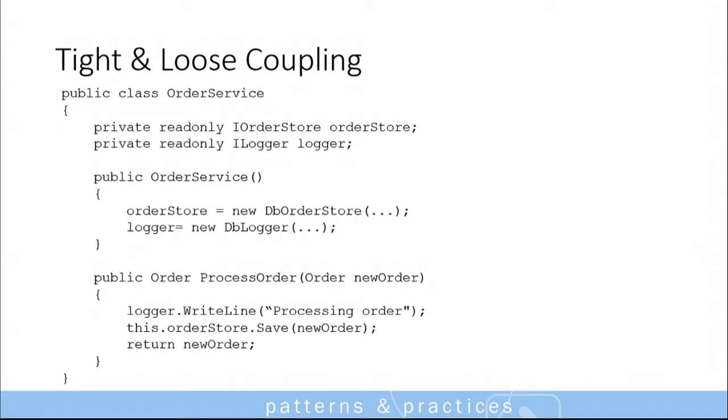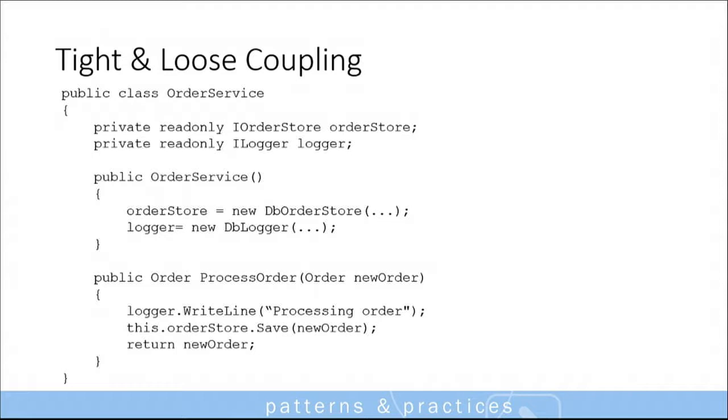Also, you have this coupling of the development effort. In this case, the order service needs to have the DB order store and DB logger types available in order to even compile. I can't compile this code unless somebody gives me those types. So there's that coupling. Also testability.